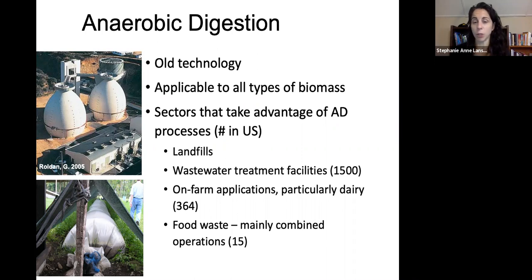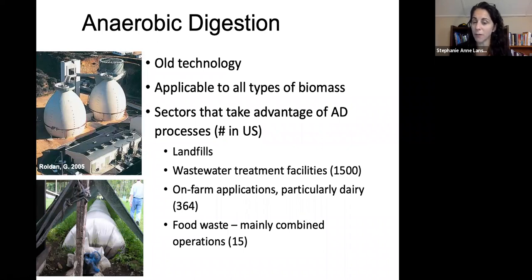We use it at wastewater treatment facilities. There are about 1,500 wastewater treatment facilities in the US that separate the liquids and the solids. And then those solids go down into a digester and they produce energy. Again, they can use that electricity to run the pumps for the wastewater treatment process.